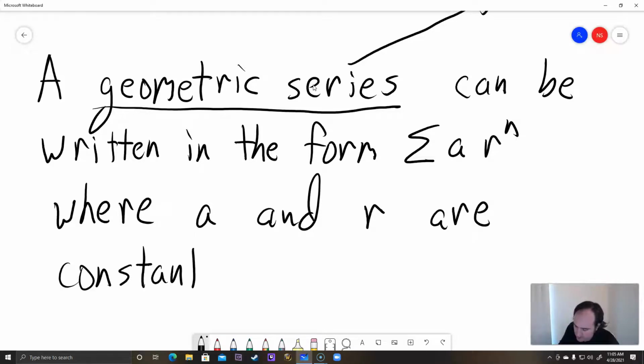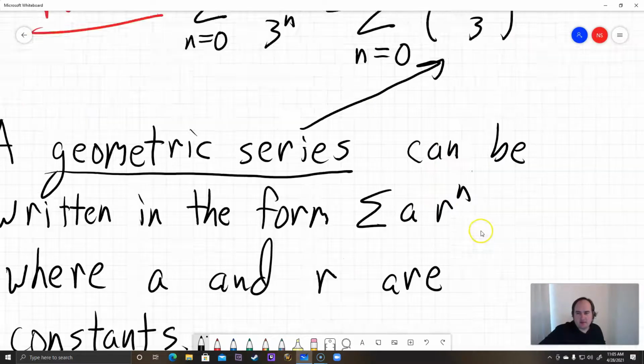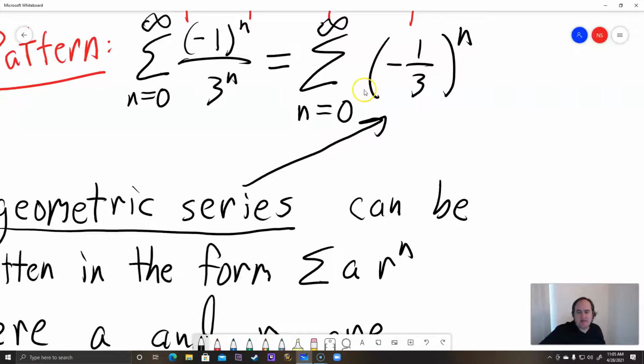And the reason I'm pointing the arrow at this one is that the one we have here is actually a geometric series. If it's in that format, then that means it's a geometric series. So we can see that it actually is in this format. There's not really an a here, but we can just write in a 1 there. So we can write the sum of 1 times (-1/3) to the n, and that's actually the format of a geometric series.